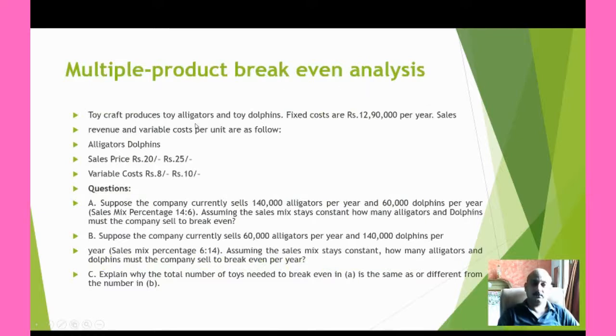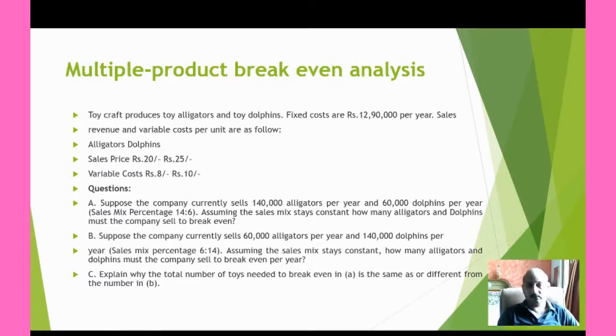There are three questions. First question is, suppose the company currently sells 1,40,000 units of alligator per year and 60,000 dolphins per year, and sales mix percentage is 14:6. Assuming the sales mix stays constant, how many alligators and dolphins must the company sell to break even? That is the first question.